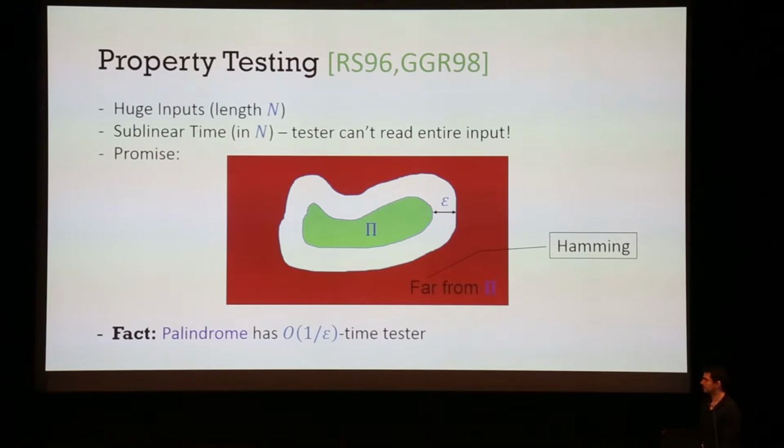Yesterday we saw an example of a property tester for the property of palindrome, which simply chooses a random index in the first half of the string and checks that it's equal to the corresponding index in the second half. We also saw yesterday that not all properties have very good testers.